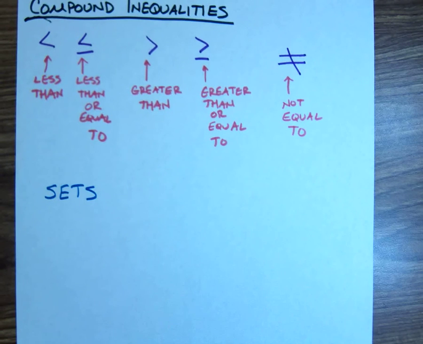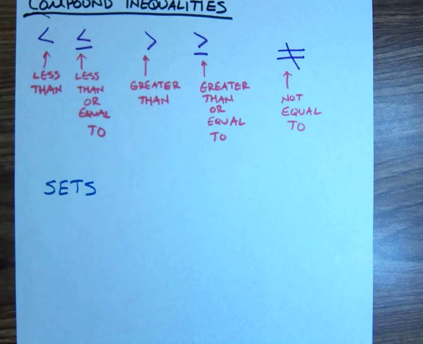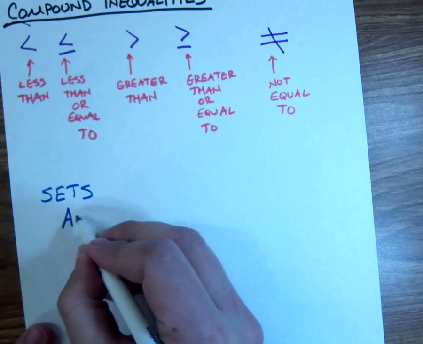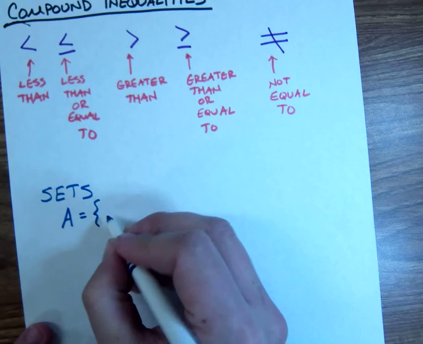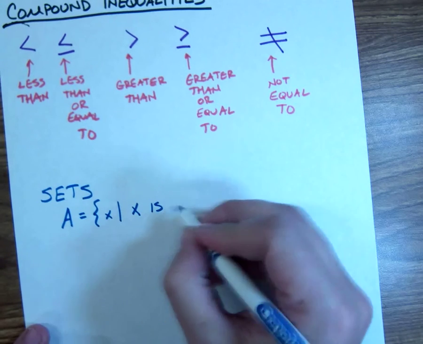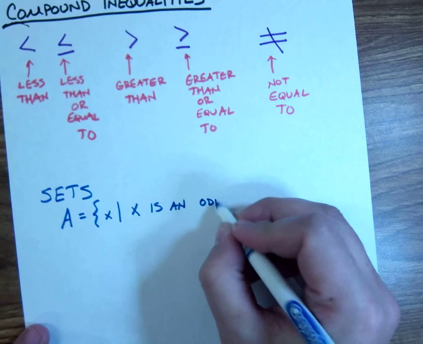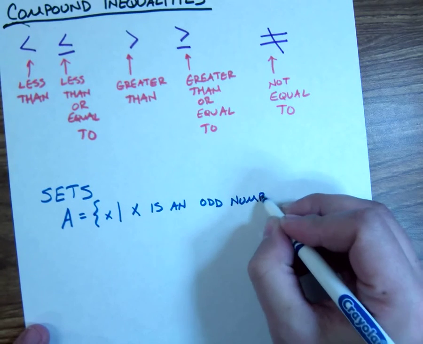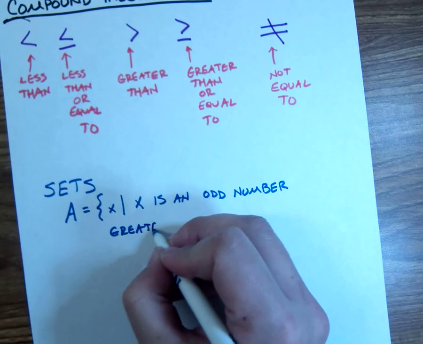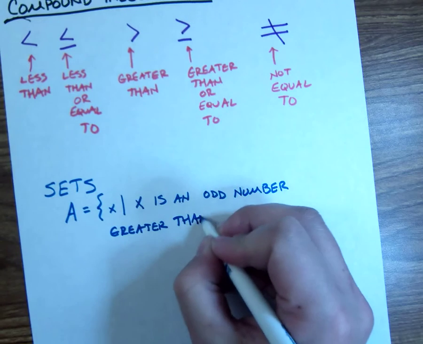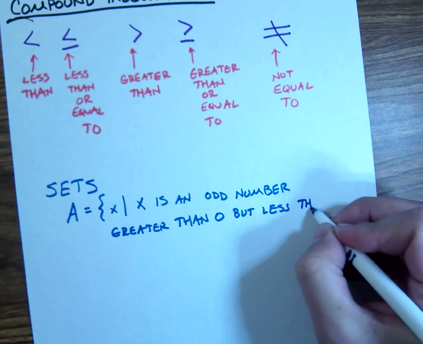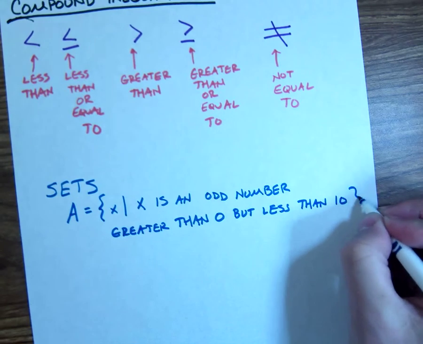Sets are exactly what they sound like. They're sets of numbers or groups of numbers. So let me give you two sets here. Let's say I have set A. This is from last semester, so I'm not going to spend too much time going over this. A is the set of x such that x is an odd number, let's say greater than 0 but less than 10. So what numbers would be in set A?